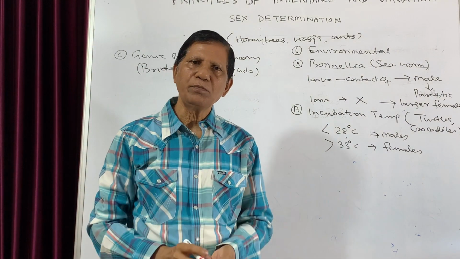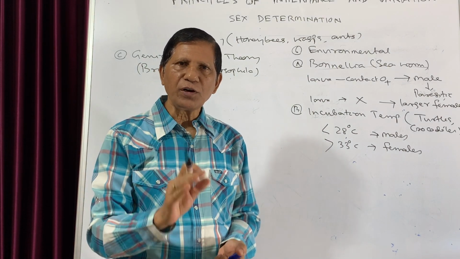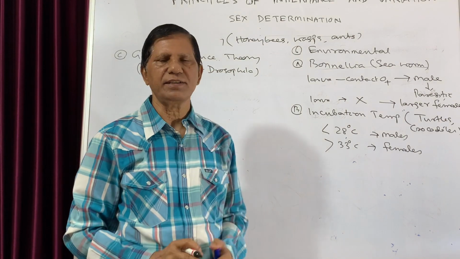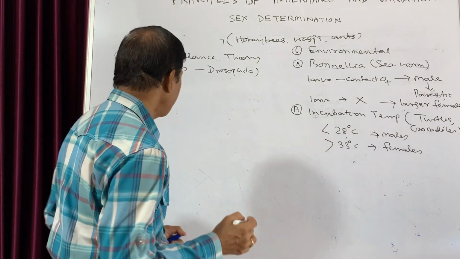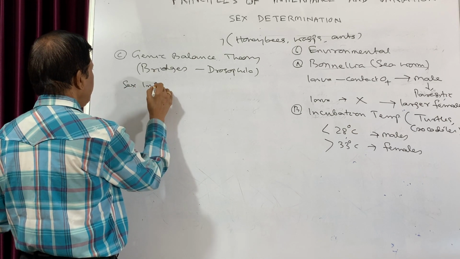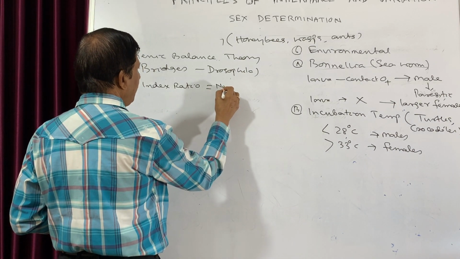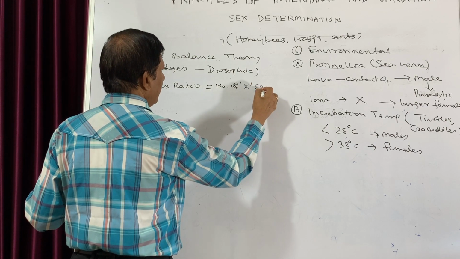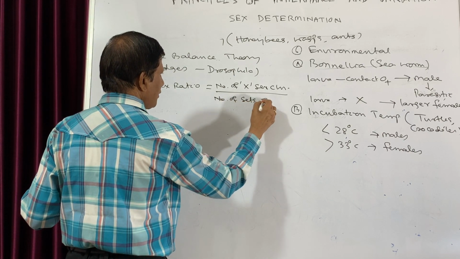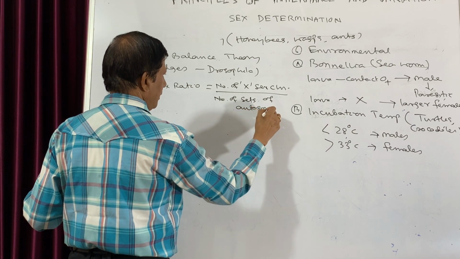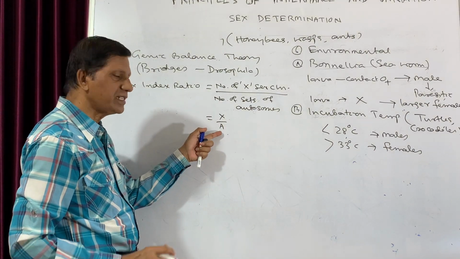He observed that in case of Drosophila, in the males there is Y chromosome, but this Y chromosome is not responsible for determination of the sex as in other cases. It depends upon the sex index ratio. So what is that, the sex index ratio? Sex index ratio is equal to the number of X sex chromosomes divided by number of sets of autosomes. Or in other words, you can tell this is X by A. That means how many X chromosomes are there and how many sets of autosomes are there.